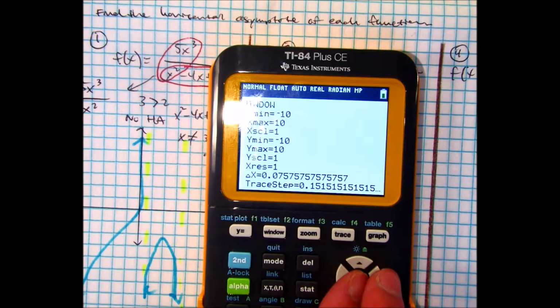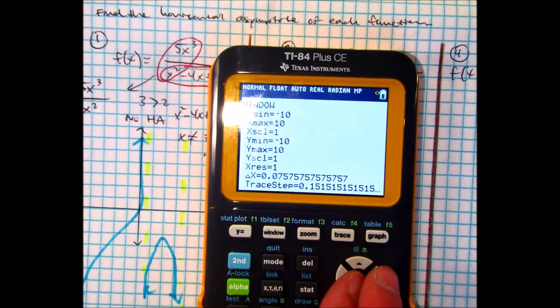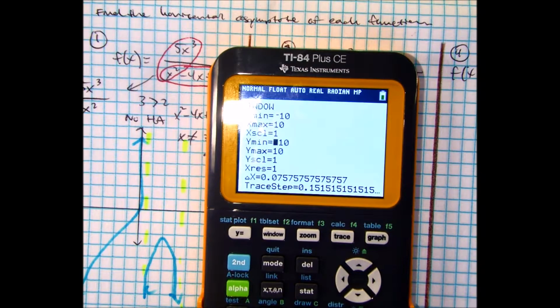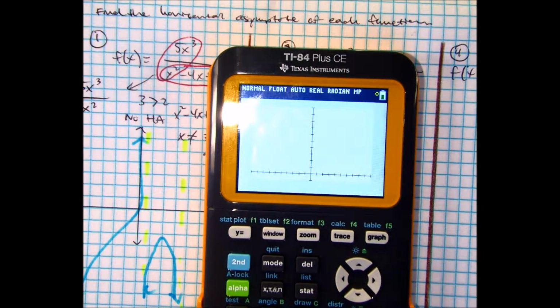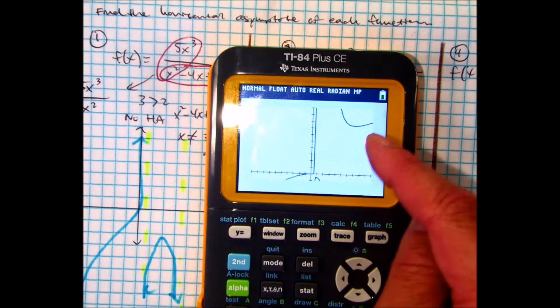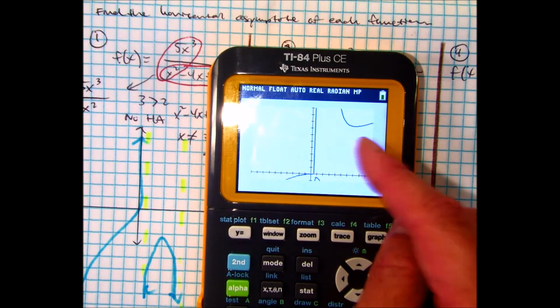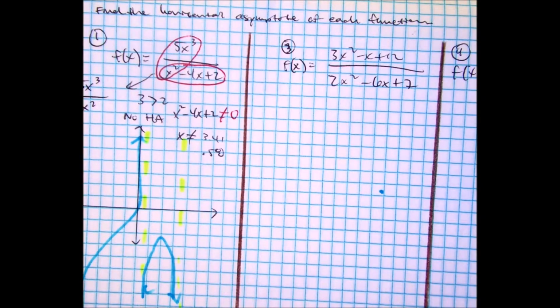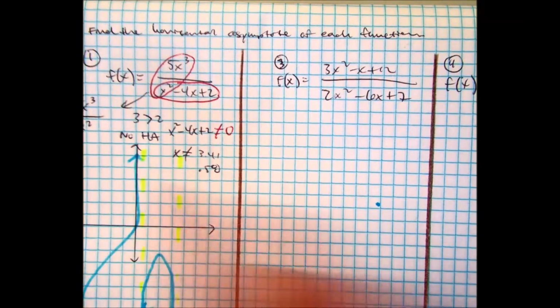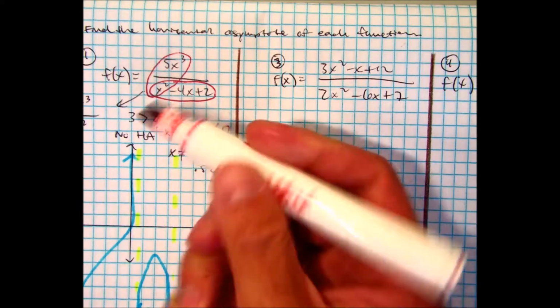So let's go to y minimum. I don't care about that. Y max, let's change it to 100 and count by tens. See what happens. Do you see that? It showed up. And here's another way that we know already this graphically. We already said that there is no horizontal asymptote. That's the big idea for this problem.